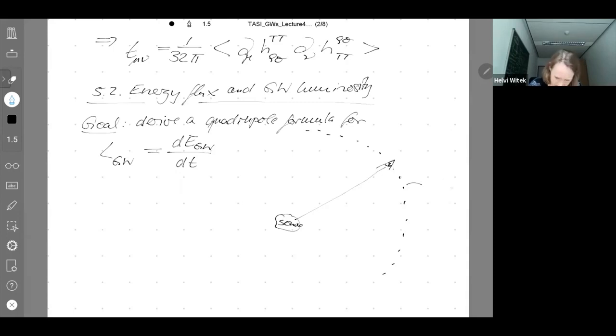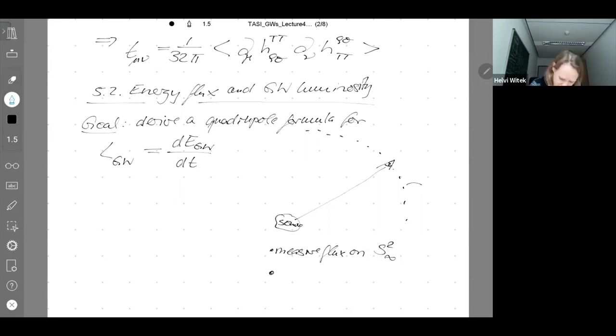Okay, and let me just write it like so. So we measure the flux on a sphere. And in particular, we send the sphere to be at spatial infinity. Yeah, that's what I mean by this notation here.